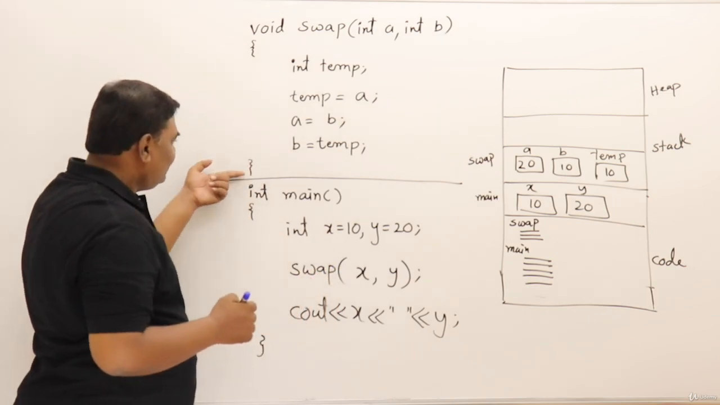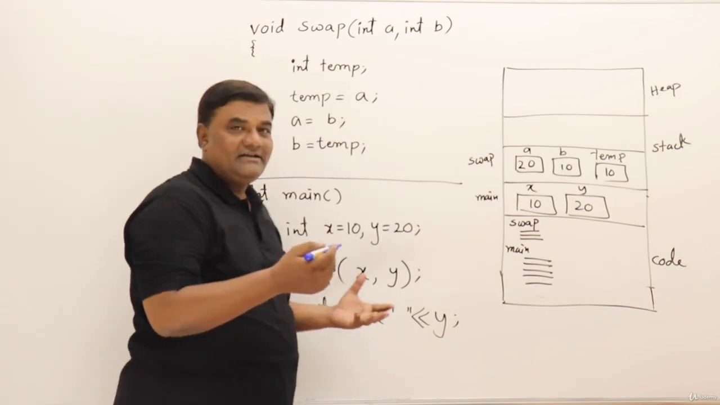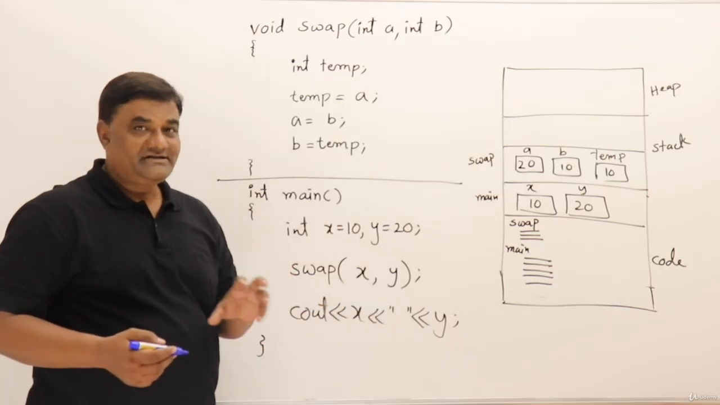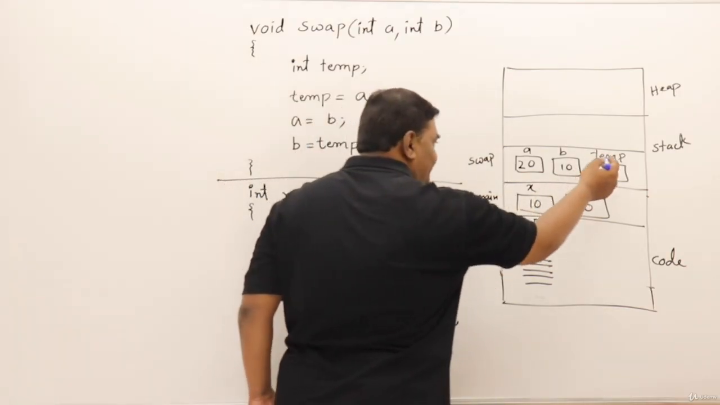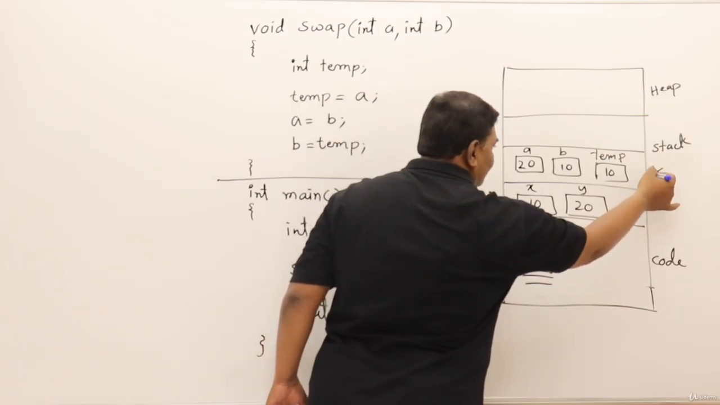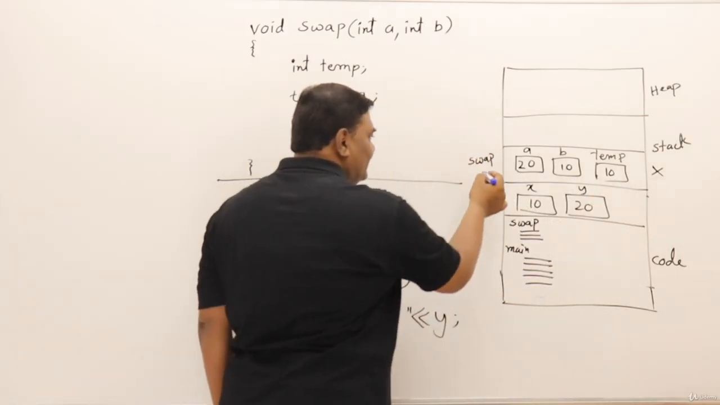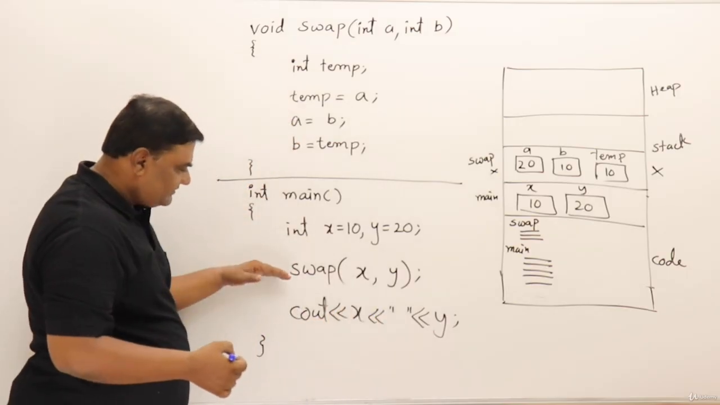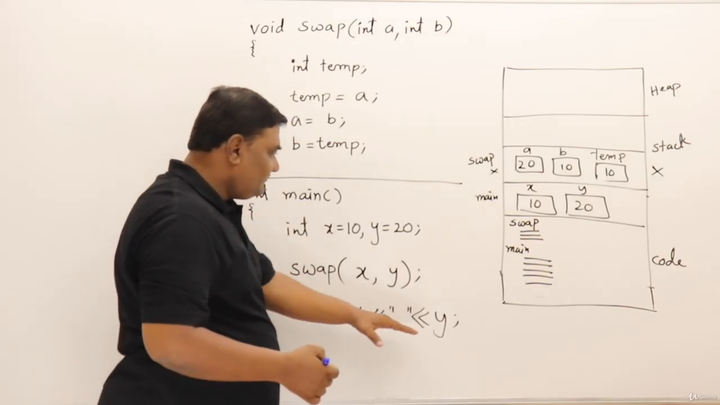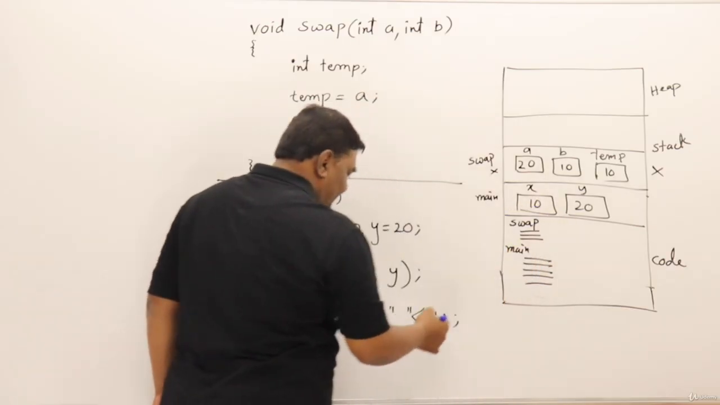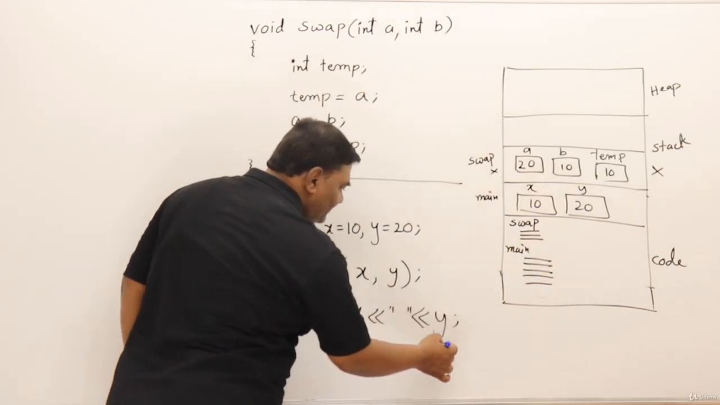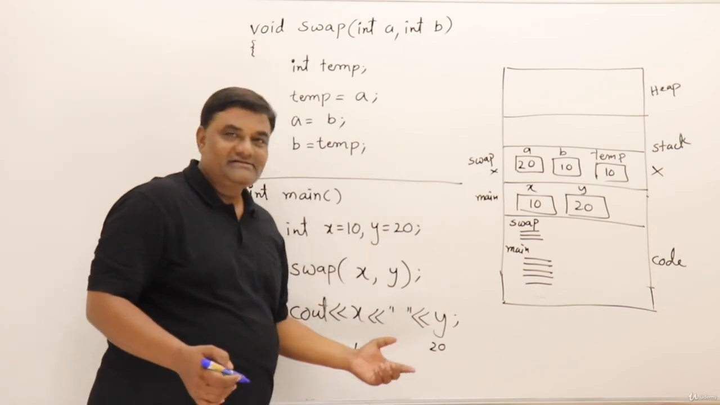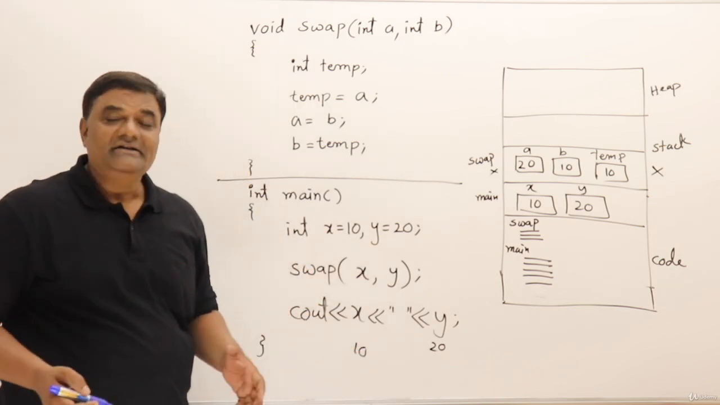Now this is the last line. The moment the function ends, you know well that its activation record, the block of memory inside the stack, will be deleted. So this will be gone; I will just show it as deleted. Now the control comes back to the main function, and it will print x and y. What are the values of x and y? 10 and 20. Oh, they are not swapped. This is 10 as it is, this is 20 as it is. They are not swapped.